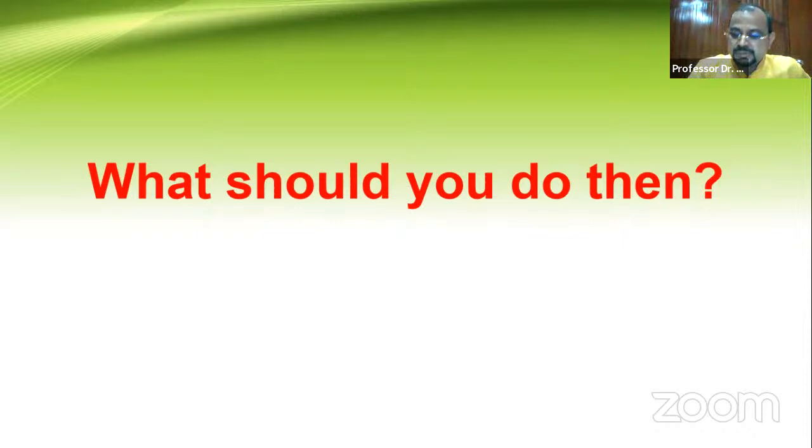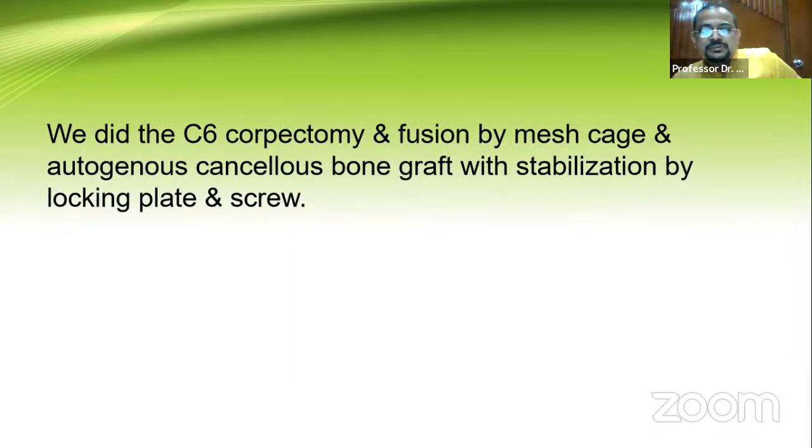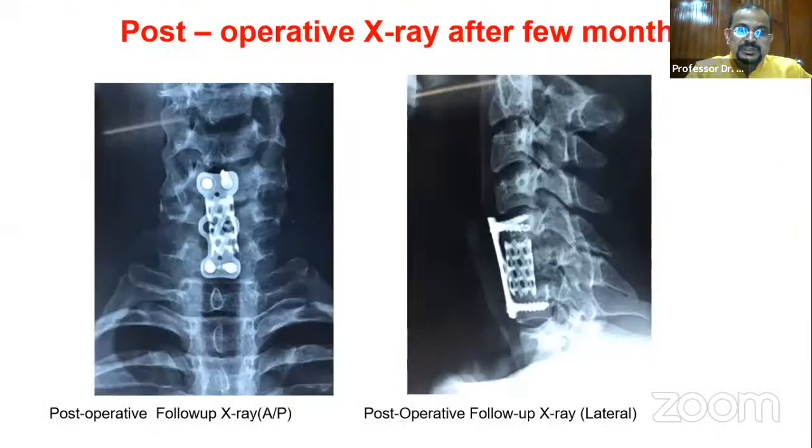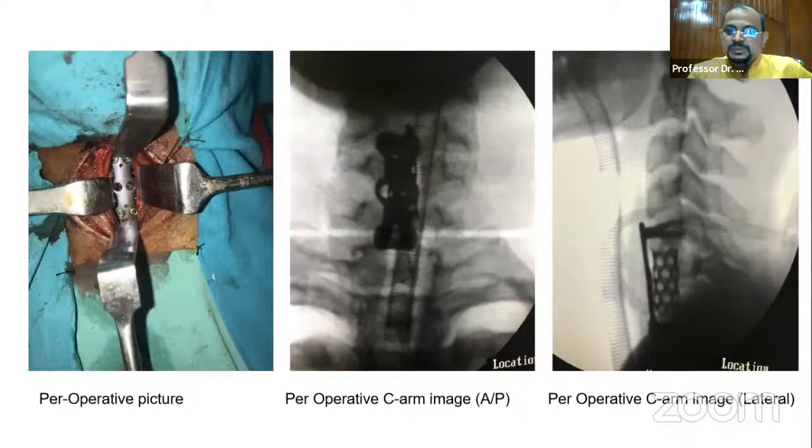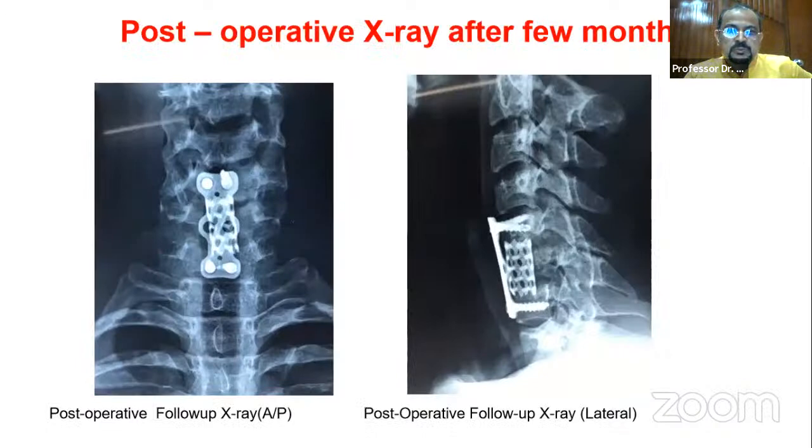We did the C6 corpectomy and fusion by mesh cage and autogenous cancellous bone graft with stabilization by locking plate and screws. And this is the perioperative photograph as well as the perioperative MRI image. And this is the postoperative X-ray a few months later.